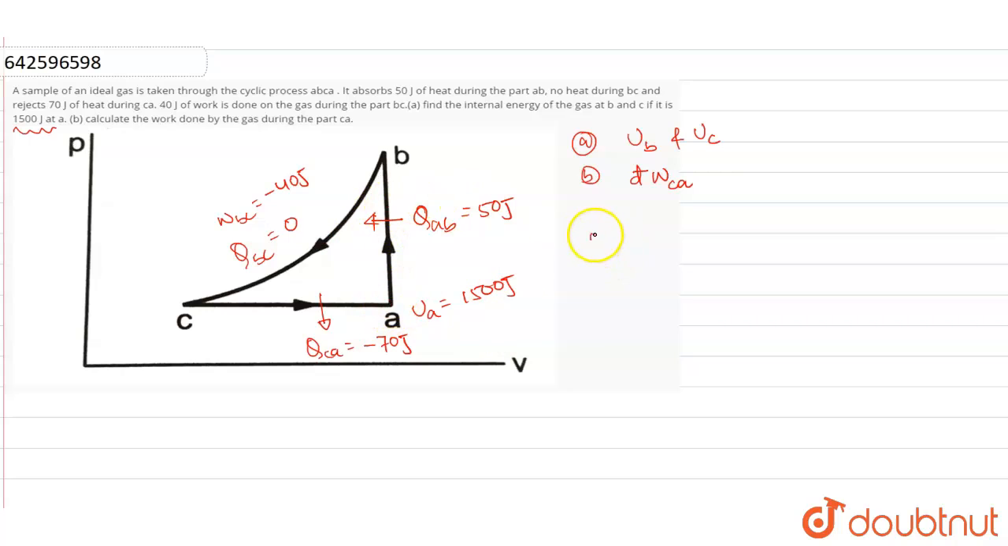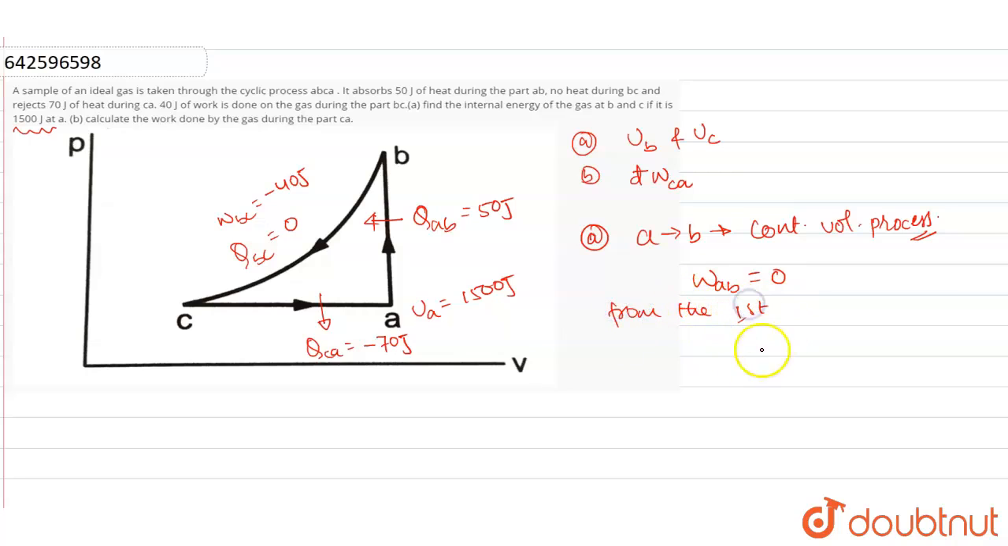Now in the part AB, when the sample of ideal gas goes from A to B, the process from A to B is a constant volume process, or we can say an isochoric process. In the isochoric process, as we know, work done is 0. Now from the first law of thermodynamics, we can say that the change in heat is equal to the change in work done plus change in the internal energy.